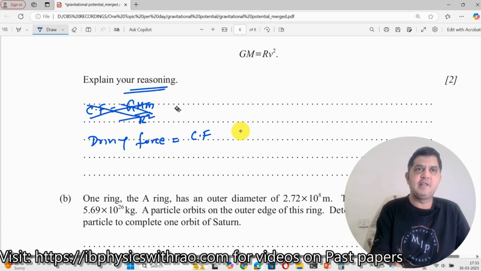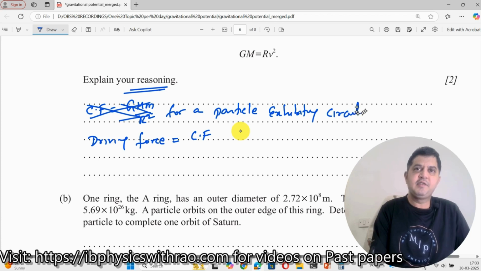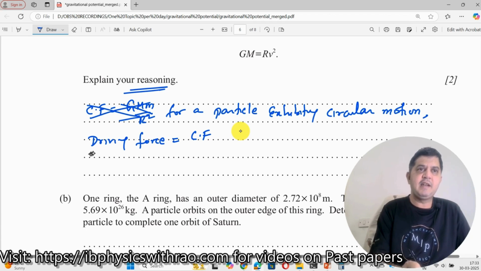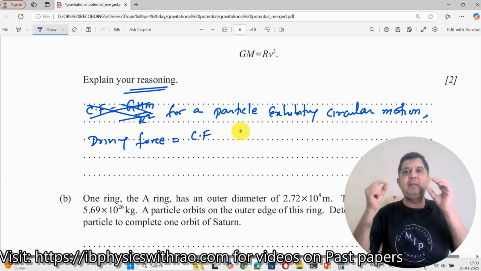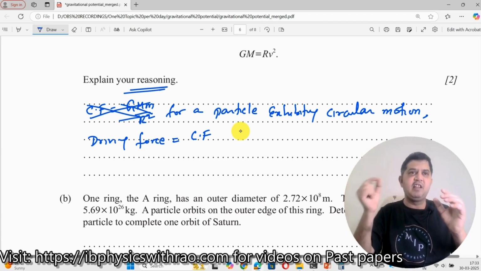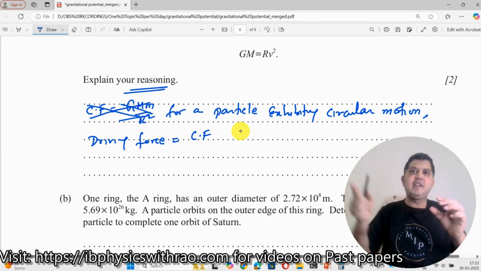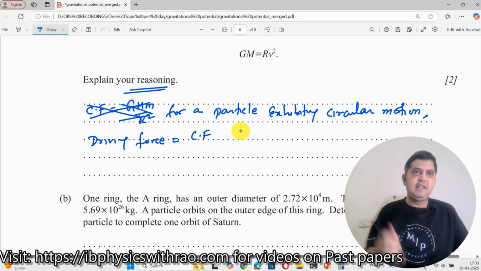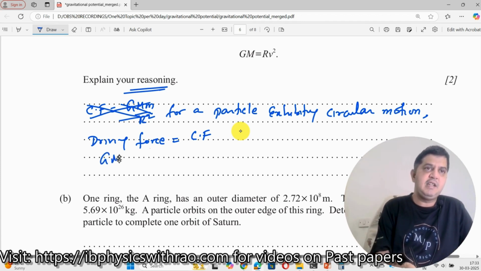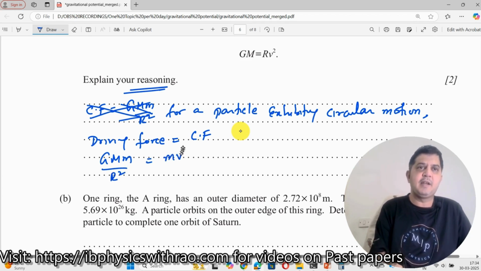You can say for a particle exhibiting circular motion, we need to have driving force equal to centripetal force. Why can't the particle move in a straight line? The reason is that gravity is pulling it, so it is made to move in a circular path. Therefore GMm/r² is equal to the centripetal force mv²/r.